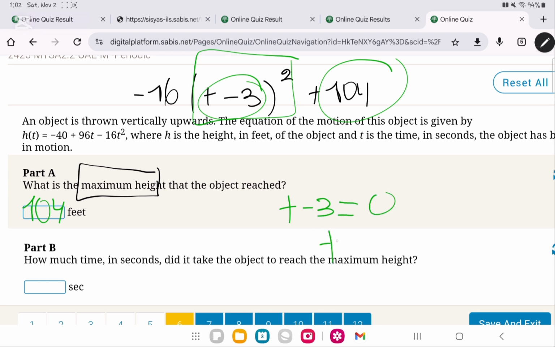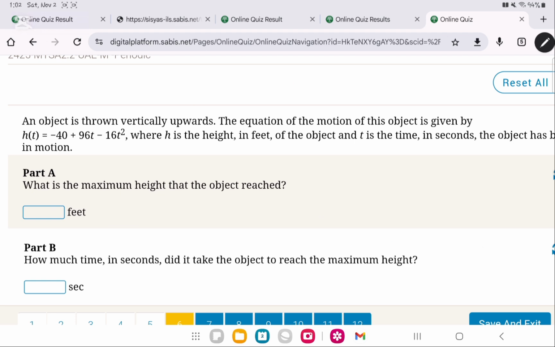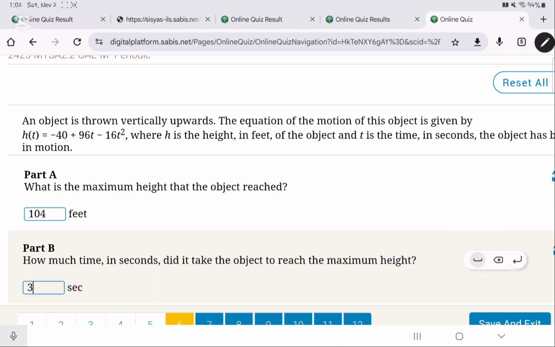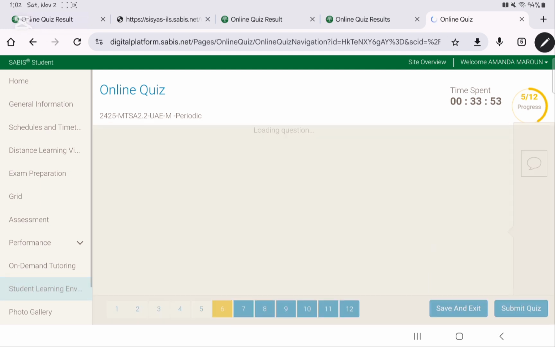So then t will be equal to 3. So it took 3 seconds for the object to reach the maximum height. So 104 feet in 3 seconds. We proceed to question number 7.